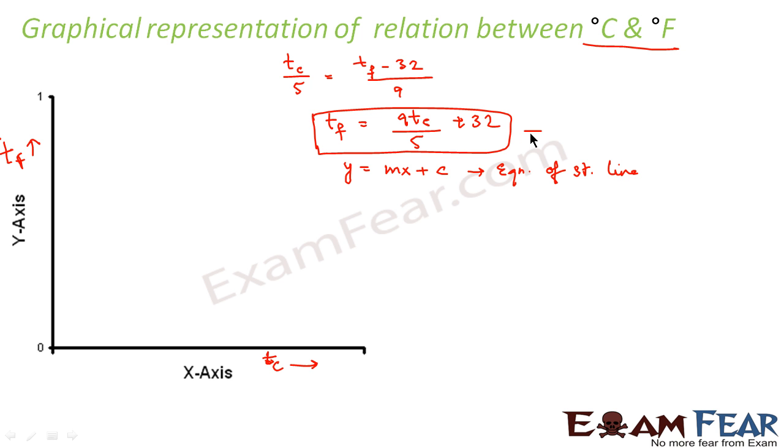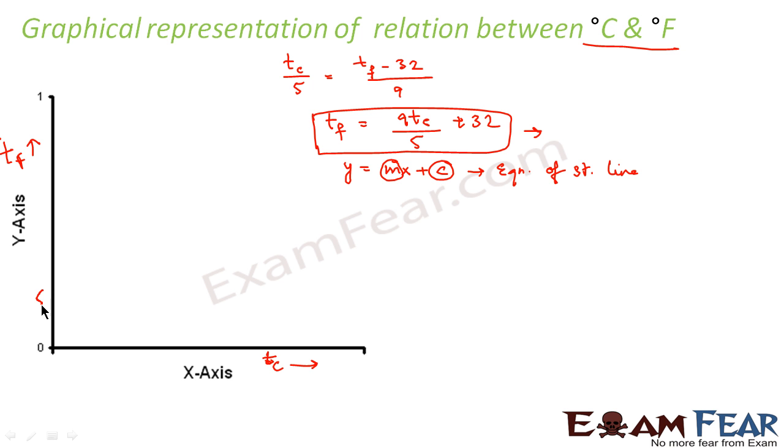Now, since this relationship corresponds to the equation of a straight line, if we show it graphically, it would be a straight line that would relate the temperature in Celsius and Fahrenheit scale. So, m denotes the slope of the line and c denotes the intercept on the y-axis. The slope is 9/5 and the intercept is 32. That means it would be a straight line and it will not pass through the origin. It has an intercept of 32.